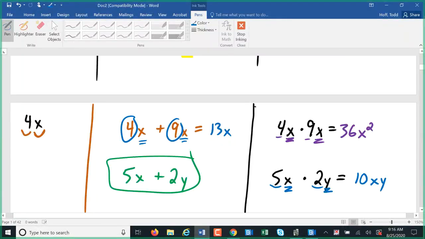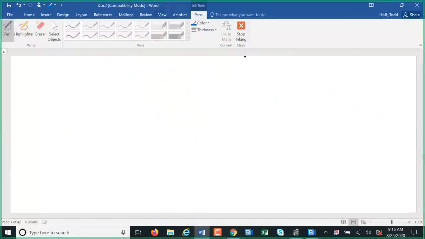The exact same rules as what we use in our whole numbers apply to our algebraic numbers as well. And we'll talk about scientific notation at some point in the semester. Those same rules apply. All other forms of numbers that we look at, we have that same application.